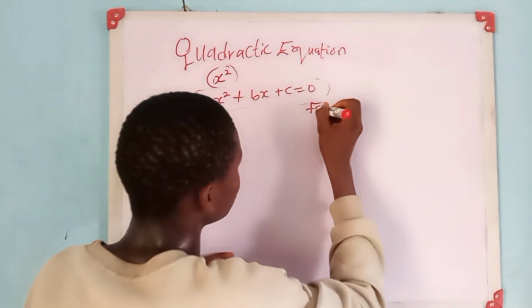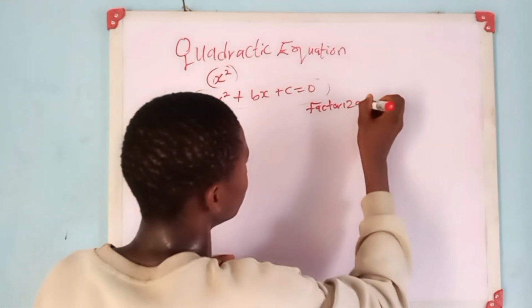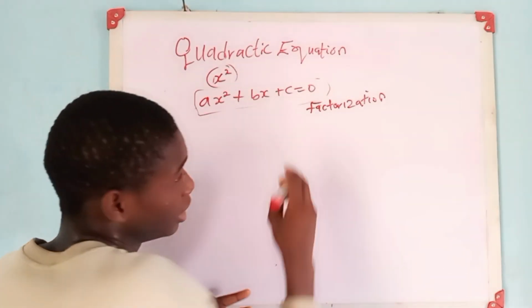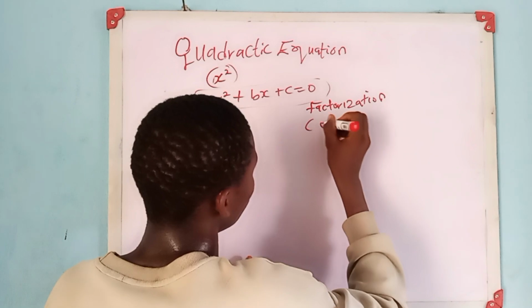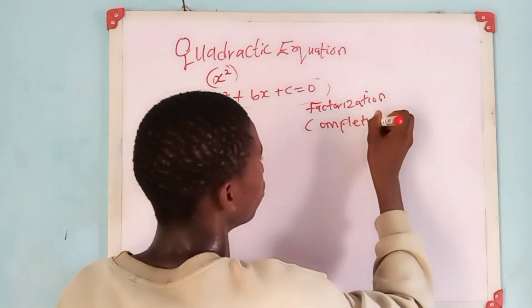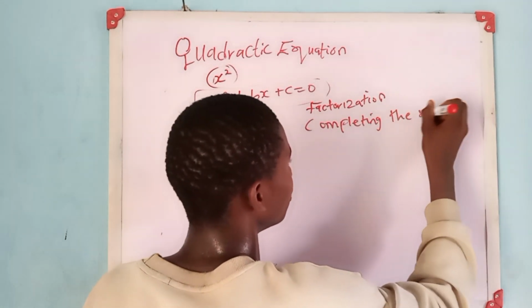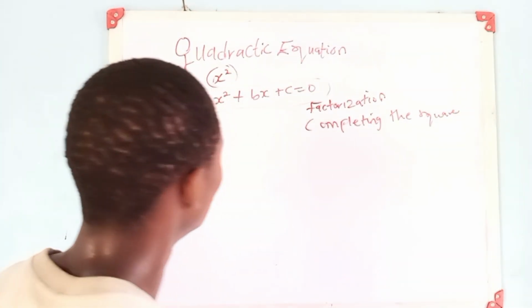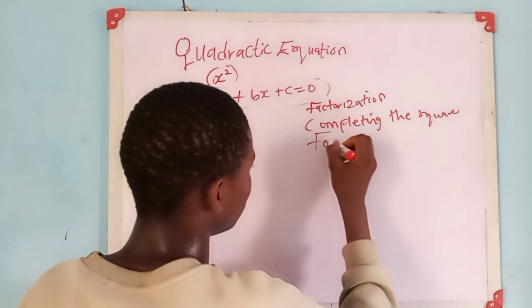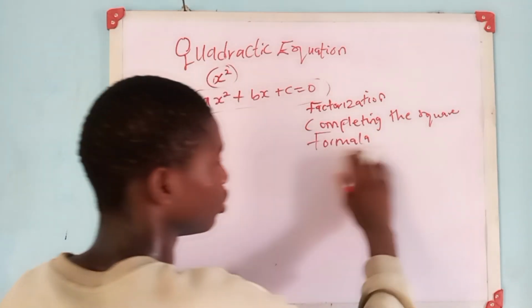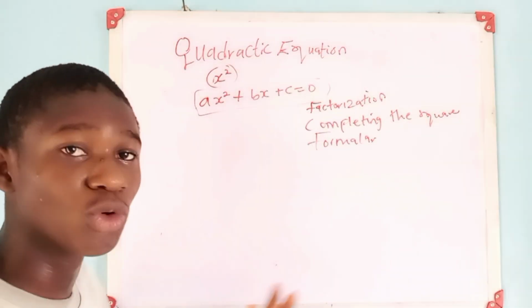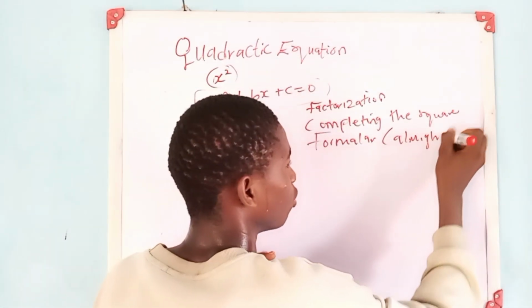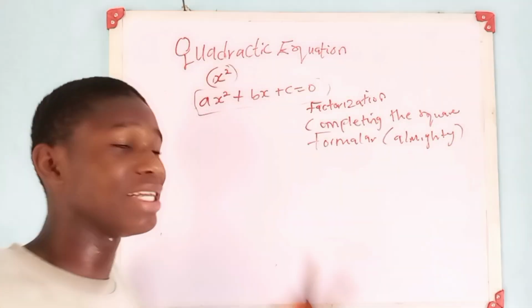So those methods are, the first method we have is the factorization method. You understand? You look for the factors. Then the other method, we call it completing the square method. Then we have the last method we call the formula method, which most students often call almighty formula. So let me just write almighty here. So most students always call this using the almighty formula.